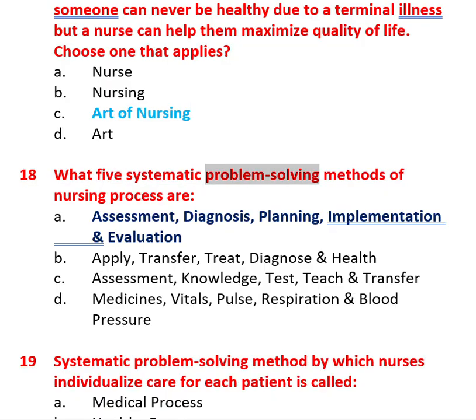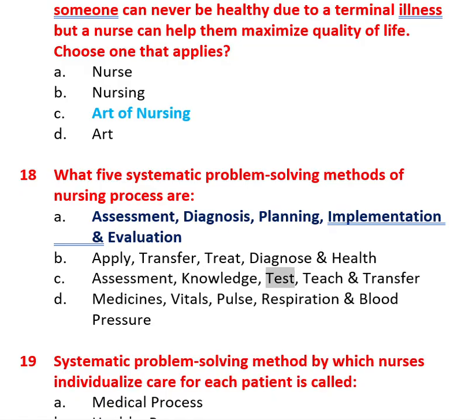18. What are the 5 systematic problem-solving methods of the nursing process? Assessment, diagnosis, planning, implementation, and evaluation. Apply, transfer, treat, diagnose, and health.